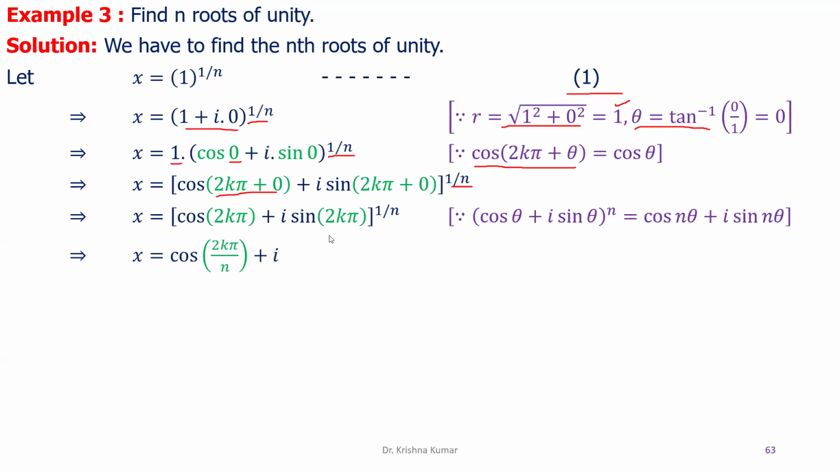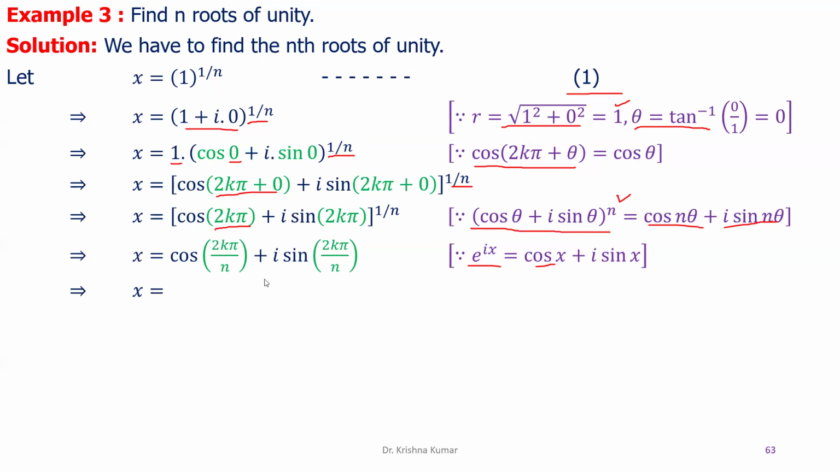Now, if we apply De Moivre's theorem, which is cos theta plus i sin theta to the power n, given by cos n theta plus i sin n theta, this 1 upon n is multiplied with 2k pi, so it can be written as cos 2k pi upon n plus i sin 2k pi upon n. Again, we know that e to the power ix is equal to cos x plus i sin x. So we can write this x is equal to e to the power 2k pi i upon n. Suppose this is equation number 2.